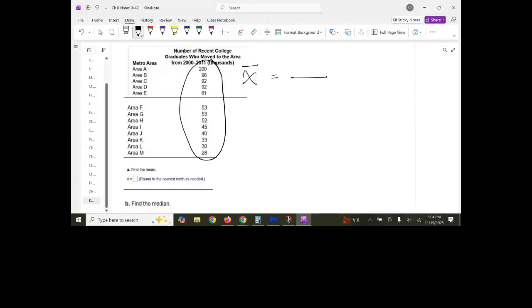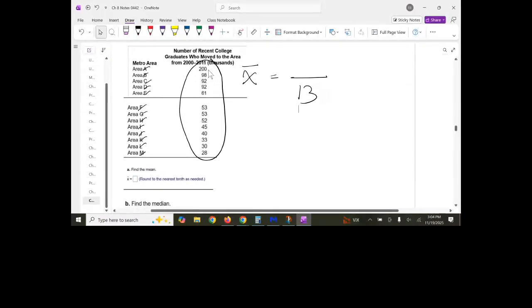So, y'all, the first thing I'm going to do is count how many numbers I have. The easy way for me to do it is I'm just going to go 1, 2, 3, 4, 5, 6, 7, 8, 9, 10, 11, 12, 13. So we got a total of 13 numbers right there, y'all.